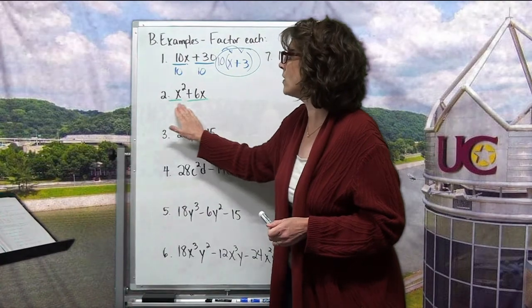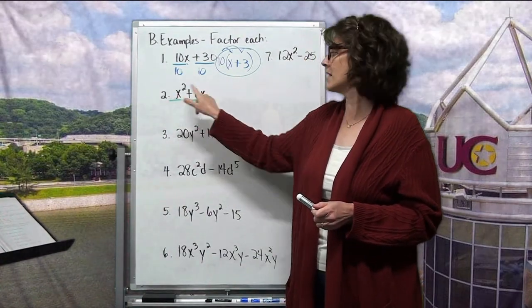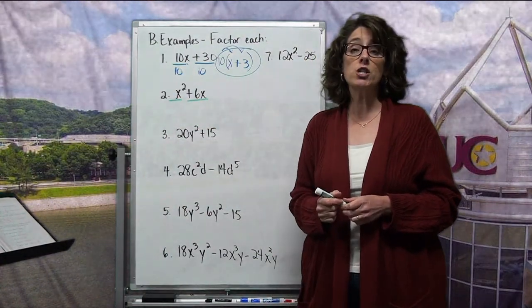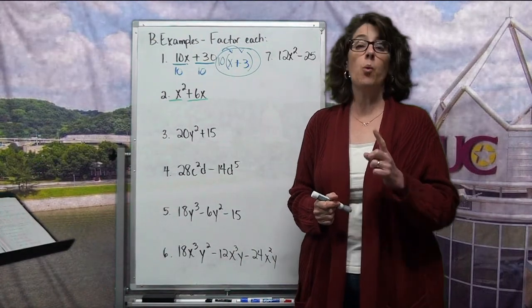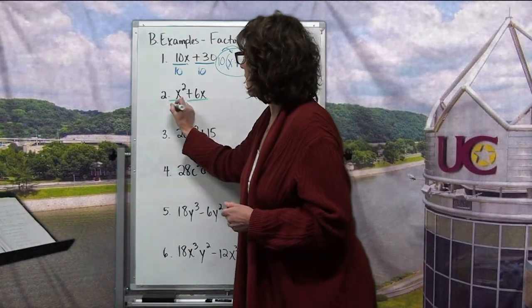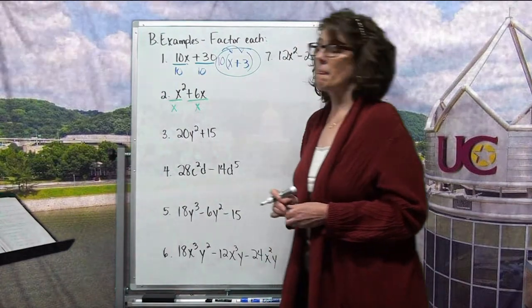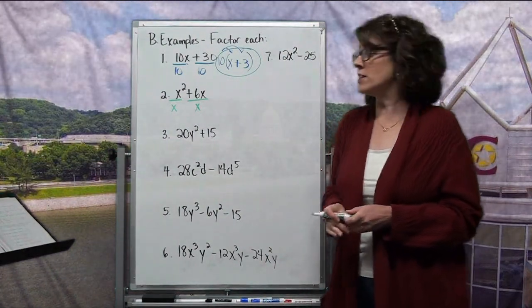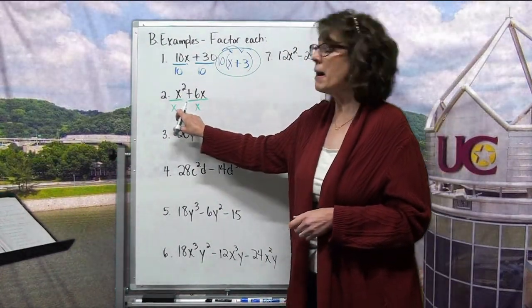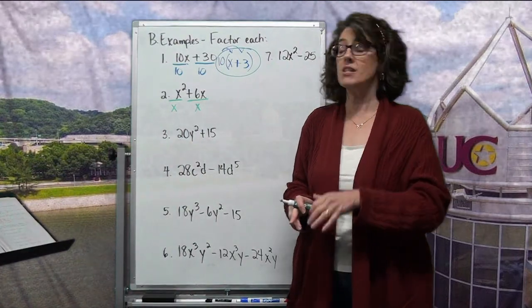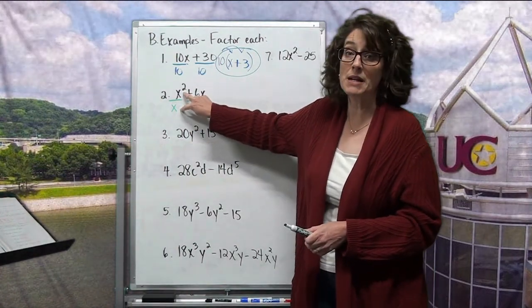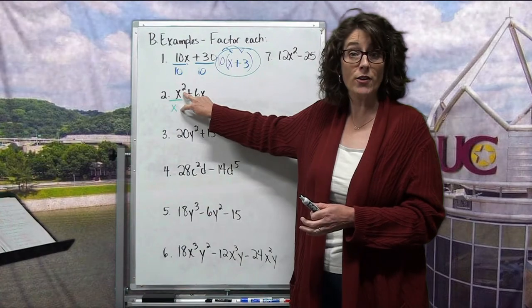Now I'm going to look at the variables. This has 2 x's in it. This has 1 x. What's the largest number of x's that I can divide out? One single x. So I'm going to divide that x out. And like I said, I'm actually going to do that division. When I take an x squared and divide it by x, there's those laws of exponents that say when you divide the bases and the bases are the same, remember you subtract those exponents.